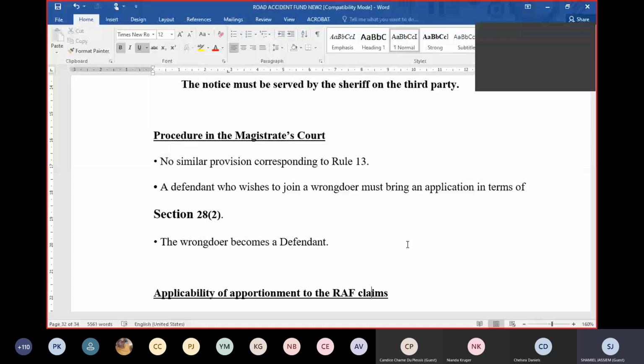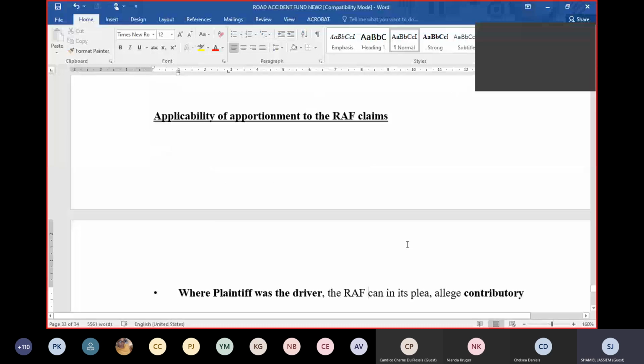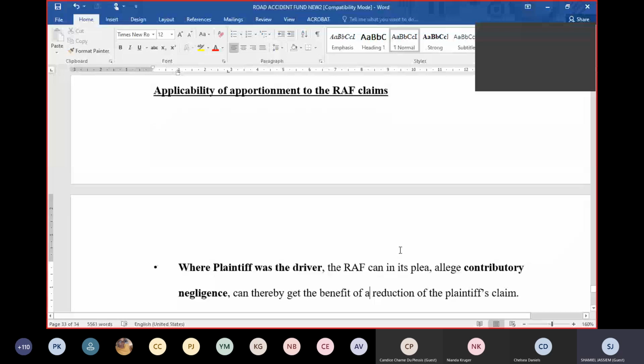Now just let us think this one through. If I'm the plaintiff, how can I also be the defendant? Does it make sense? No. Not at all. So that option is not available to us. But I want you guys to reason this one through as we're now doing. So we can't even send a notice in terms of Section 2.2. So what must we do for the defendant, the RAF? What should happen? The RAF must file a plea, and in the plea, the RAF must plead contributory negligence.